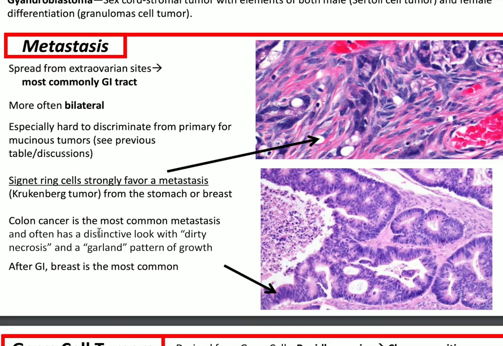Spread from extra-ovarian sites, most commonly the GI tract, more often bilateral, especially hard to discriminate from primary for mucinous tumors. Signet ring morphology strongly favors a metastasis, especially Krukenberg tumor from the stomach or breast. Colon cancer is the most common metastasis and often has a distinctive look with dirty necrosis and a garland pattern of growth. After GI, breast is the most common.